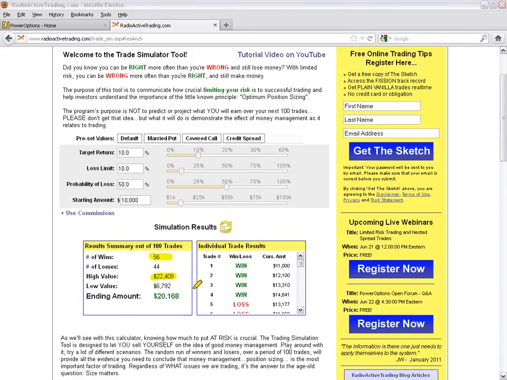We took our account value at one point up to $22,409, and our ending amount after 100 random trades, we doubled our money. We're at $20,168. Okay, but at one point, we did suffer a drawdown. We were down to $6,792. Let's call it $6,800. So we were down 32% in our portfolio.